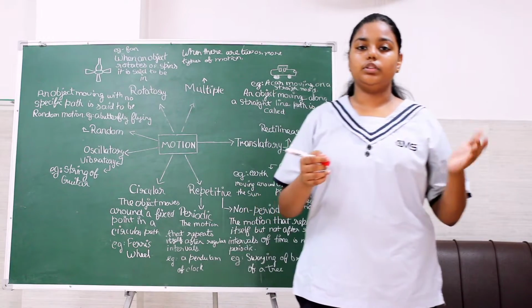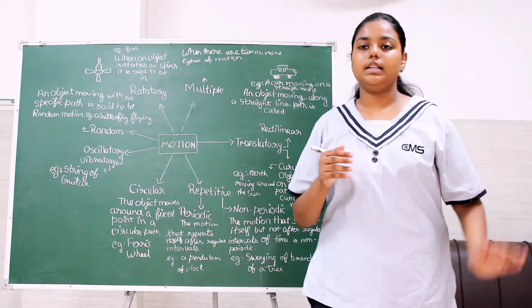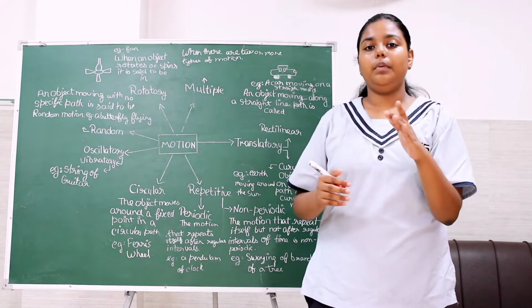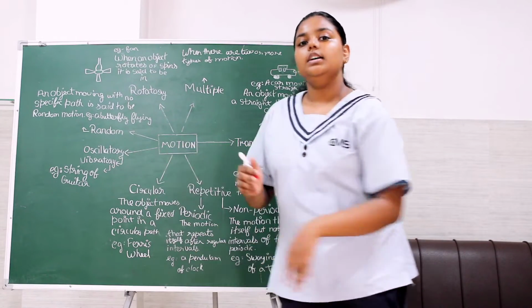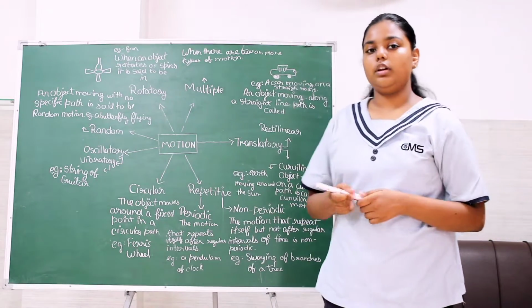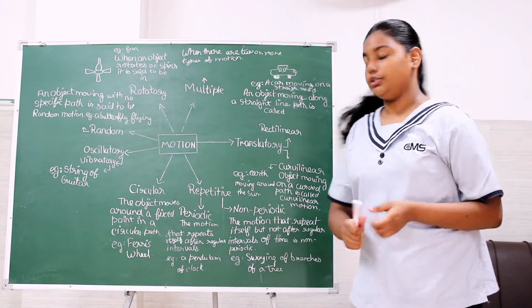Similarly, if you see the motion of a ball, if the motion of the ball is curved like this, it is not necessary that it will be like this and this. It can be like this and then straight. So the motion of a ball is also a non-periodic motion.